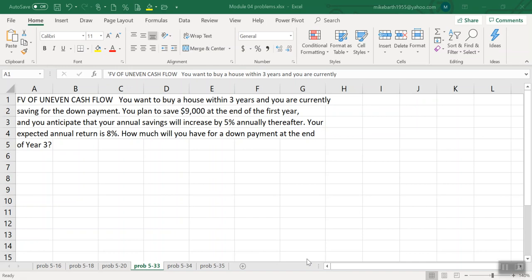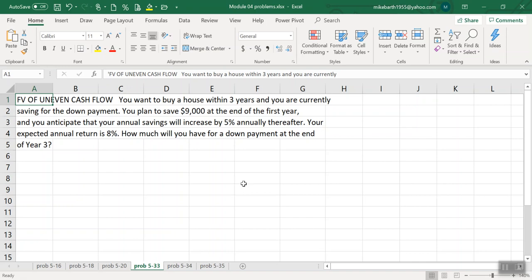This is problem 5-33 from Brigham and Houston's Fundamentals of Financial Management, Concise 10th edition. At first glance, this one looks kind of intimidating because when you go trying to read all this stuff, it certainly sounds hard. But it's not. It just takes practice.